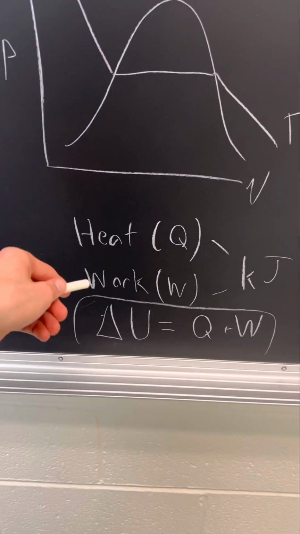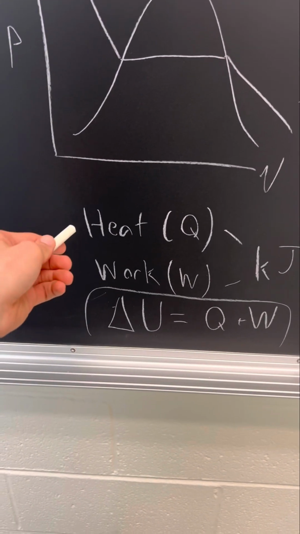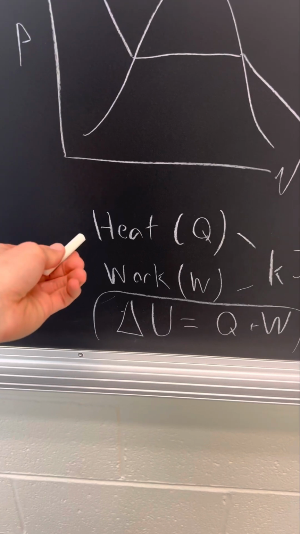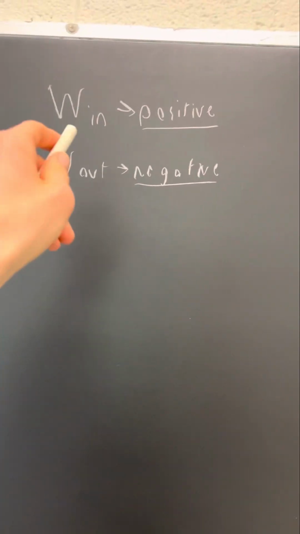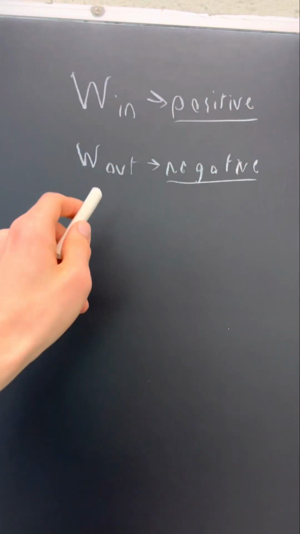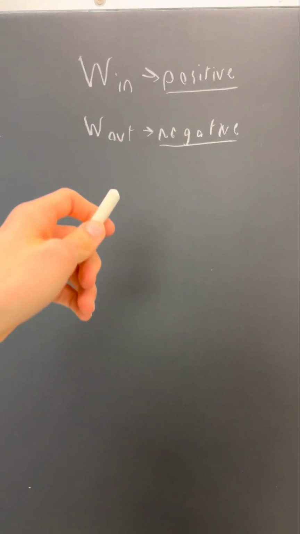Heat's pretty straightforward. If I put it on a stove, then heat is positive, and if I put it in a refrigerator, then heat is negative. Whether work is positive or negative is actually a little bit more complicated. Work in is when W is positive, and work out is when W is negative. Something that could be work in is if I took my hand and I just compressed a bunch of gas.